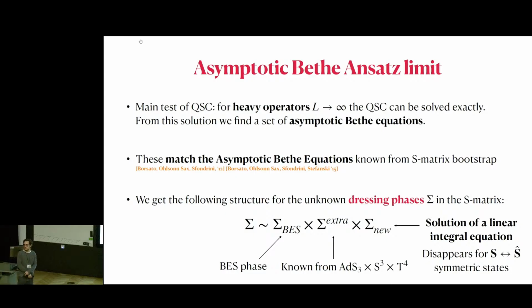So what does it mean that the phase is BES times extra times nu? I mean, you could have said it's nu. Why do you say the phase is BES times extra times nu if there's an unknown piece? Are you just taking out the branch cuts?